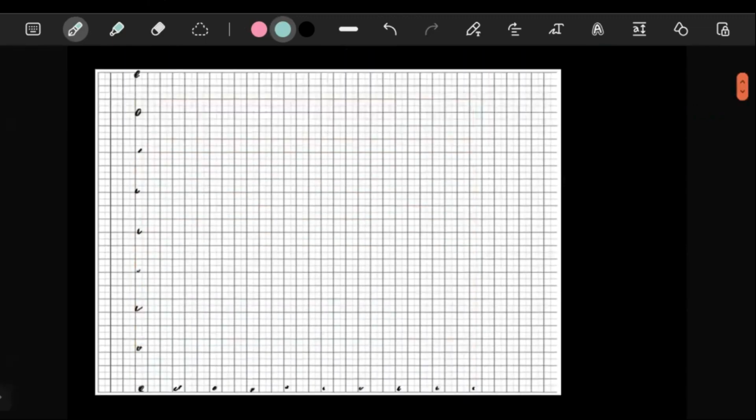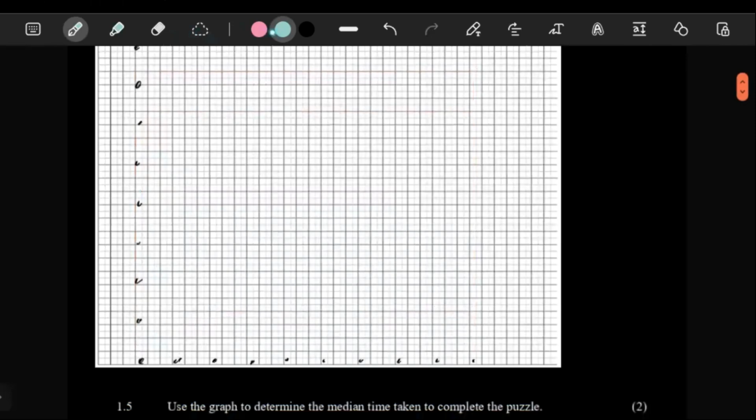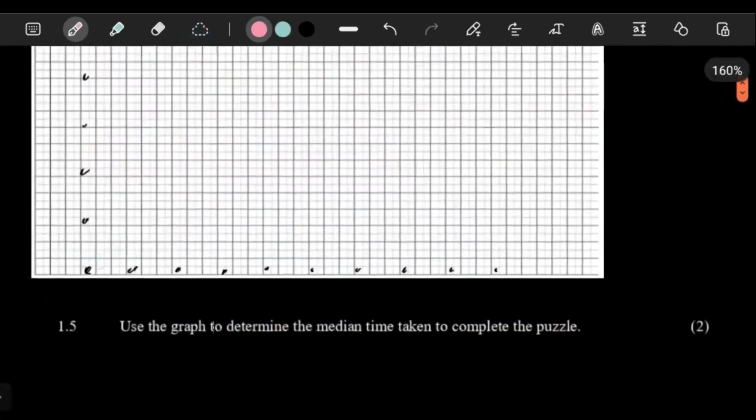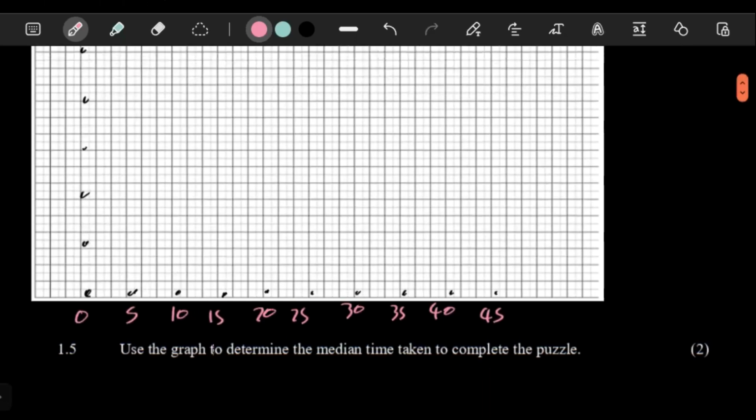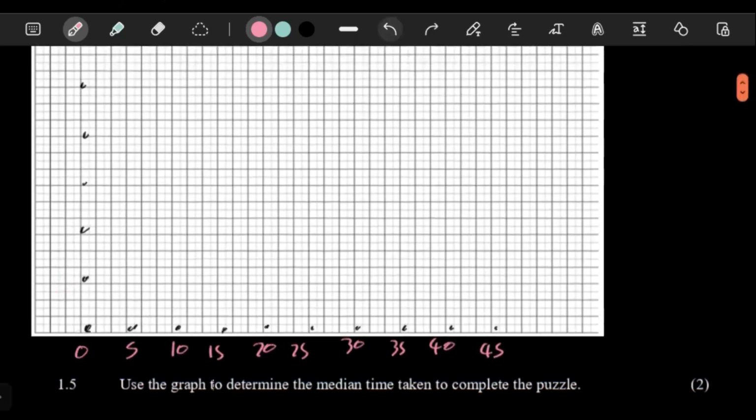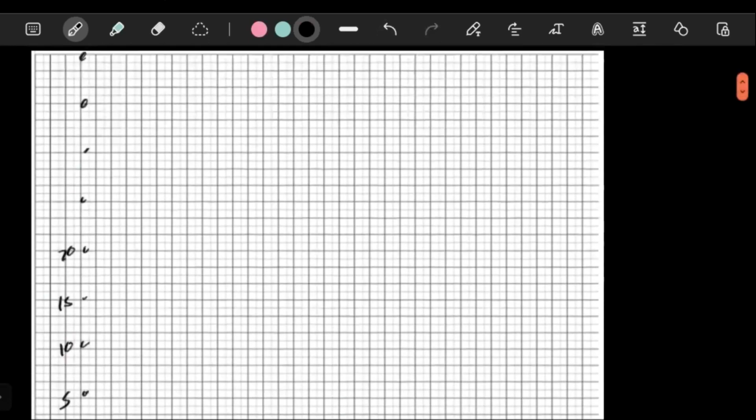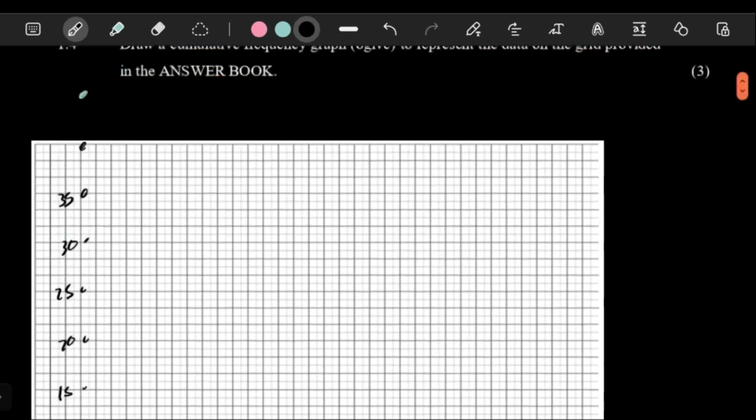Okay, so we can draw our ogive. Let me label this. We're going to have 0 here, 5, 10, 15, 20, 25, 30, 35, 40, 45. And then this is like 0, 5, 10, 15, 20, 25, 30, 35, 40, and then 45.